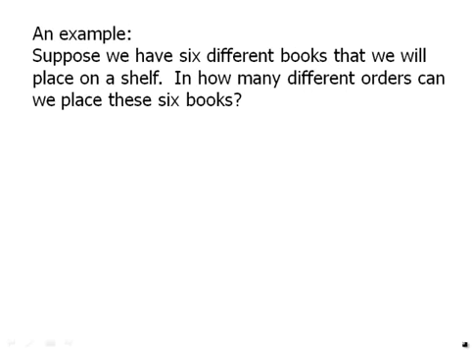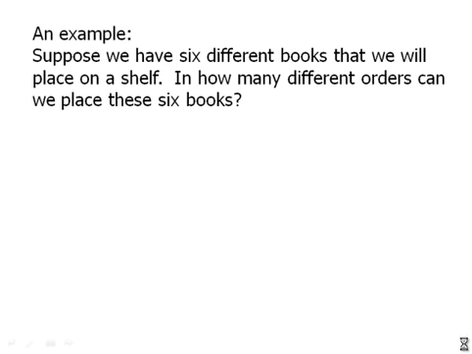Suppose we have 6 different books that we will place on a shelf. In how many different orders can we place these books? Well, think about it this way. The various places are stages. Stage number 1 is what are we going to put in the first slot. Stage number 2 would be what are we going to put in the second slot, that sort of thing.